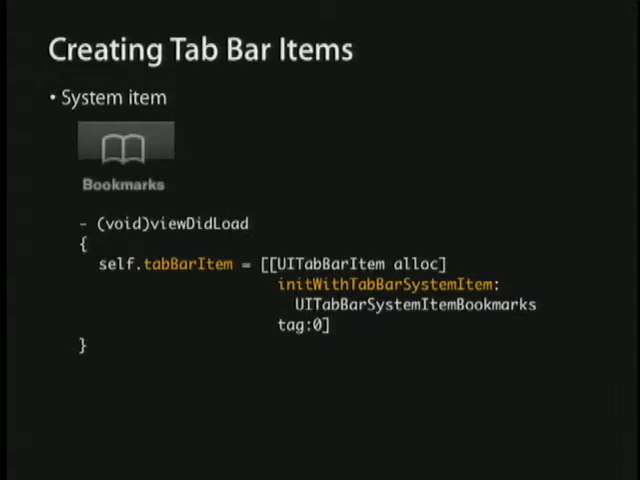Also very common is to use system items, so bookmarks. Here, rather than specifying the title and an image, we just specify the bookmark system item. And we would say self.tabBarItem equals that. It takes this tag, which is a way of identifying the tab bar item, but it's pretty rarely used.